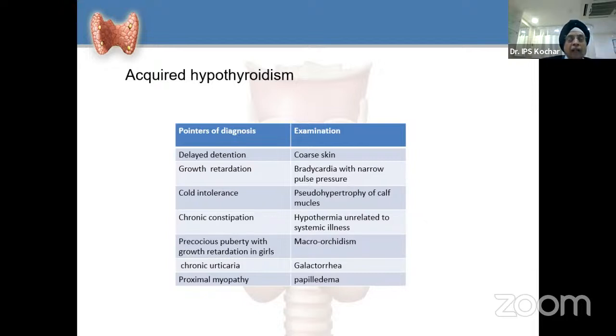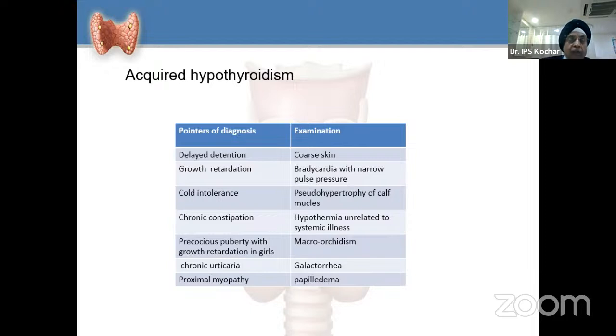Chronic urticaria. We had one child who was seen by a dermatologist and given medicine, but the urticaria was not improving. We just asked them to get a thyroid function test. TSH was around 200. When the child was started on thyroxine, all the rashes immediately improved and disappeared. Proximal myopathy can also occur.